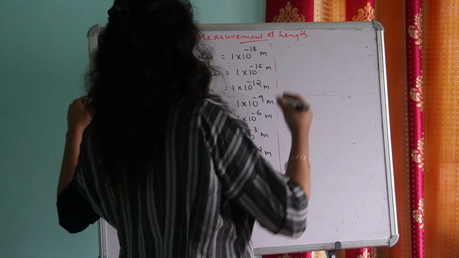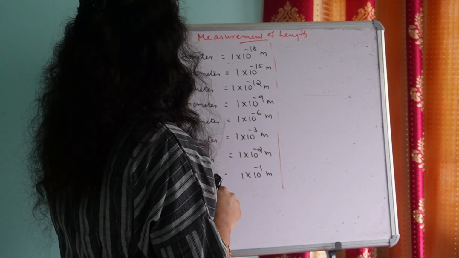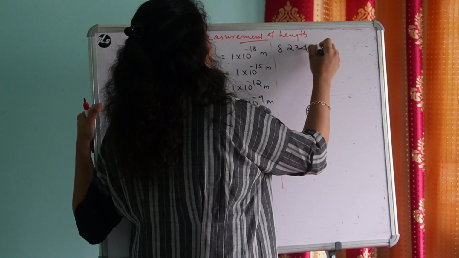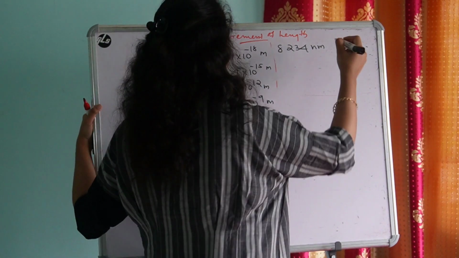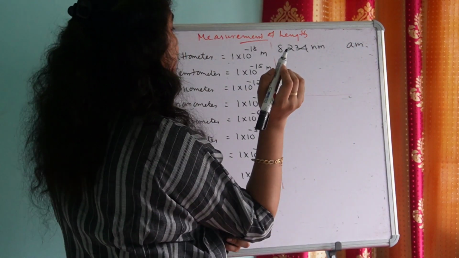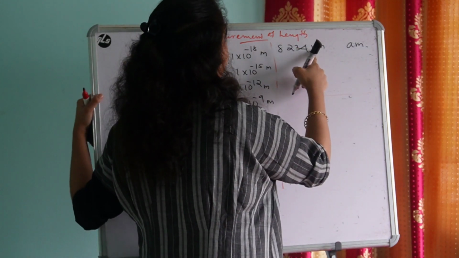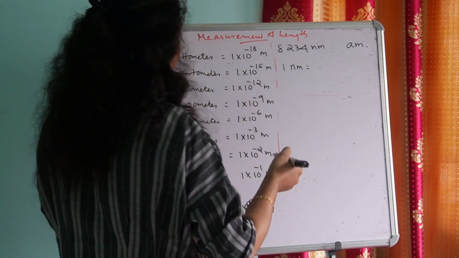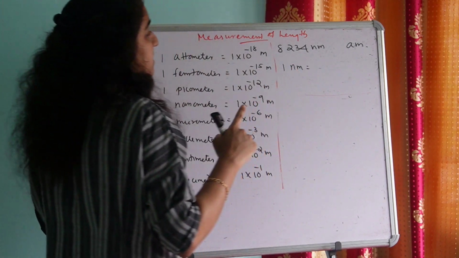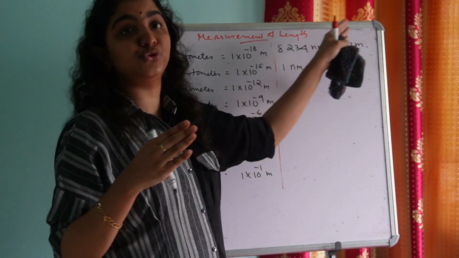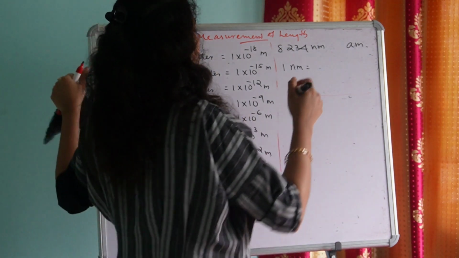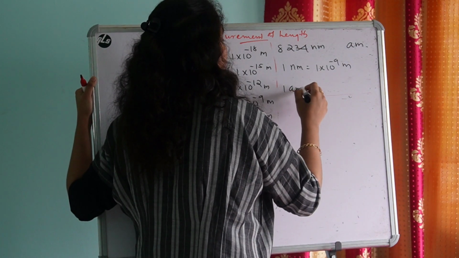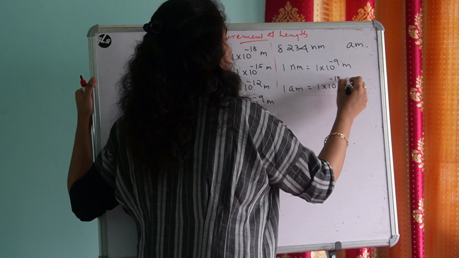Suppose the value is given in nanometer, say for example 8234 nanometer, and you are asked to find the value in attometer. So the very first step is to derive a relationship connecting these two units. I don't know any direct relation, so I am going to find a relationship. But I know the relation connecting these two units and a common unit, meter. 1 nanometer is equal to 1 into 10 power minus 9 meter. 1 attometer is equal to 1 into 10 power minus 18 meter.